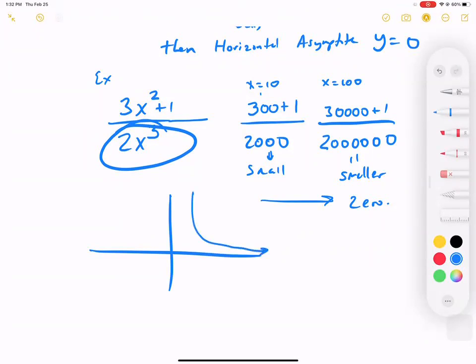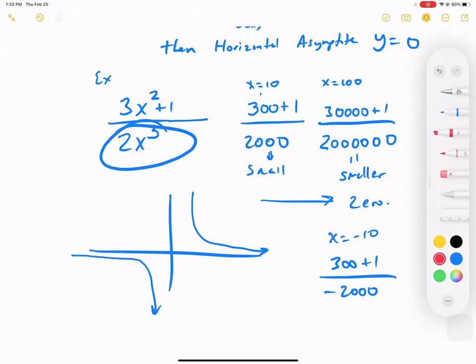But does this work for the negative side? Let's try it. Let's plug in negative numbers. If x is negative 10, it's positive 301 divided by negative 2,000. Is 301 divided by 2,000 a big number or small number? It's going to end up as a small number really close to 0, but on the negative side.